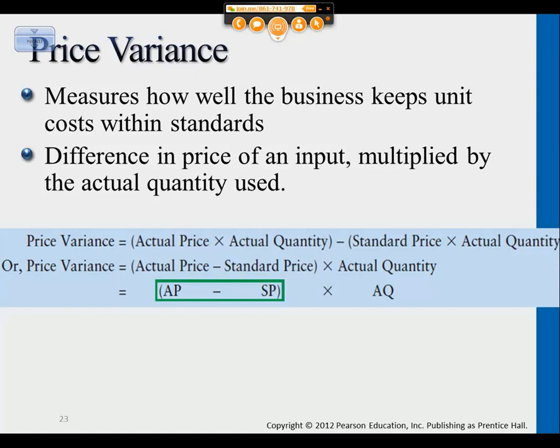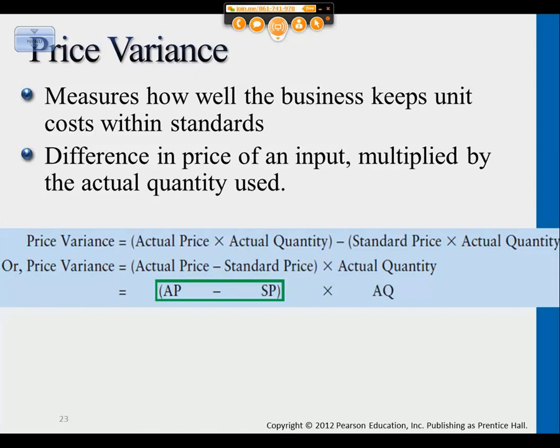Good. All right. So just for you to remember this, it's actual price minus standard price, and we multiply by the actual quantity. Okay.